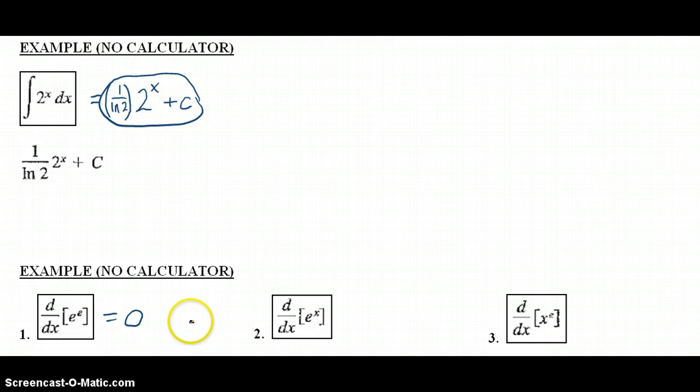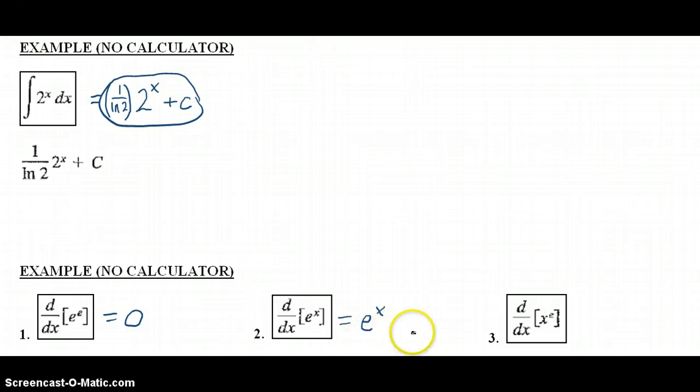So just because you see a base e does not mean that you use the derivative rule for e to the x power. If e is the only thing in the function, then you're simply looking at a constant. Number 2, it is exactly what you would expect it to be, e to the x power. You're going to use your derivative rule, so the derivative of e to the x power is e to the x power, technically times the derivative of x, which would be 1, but I'm not going to write that.